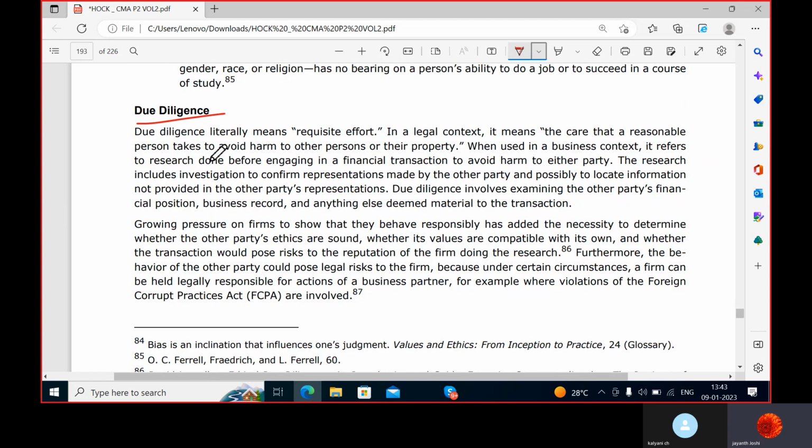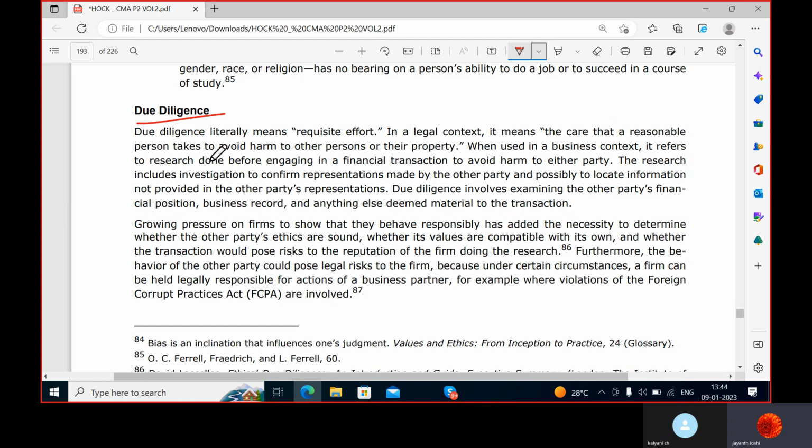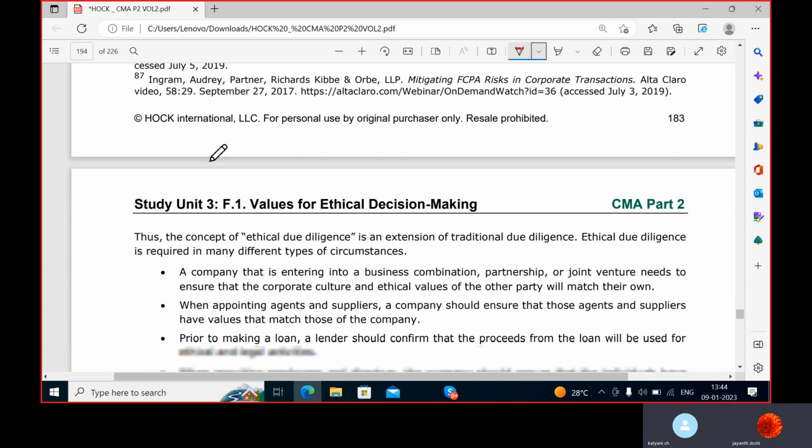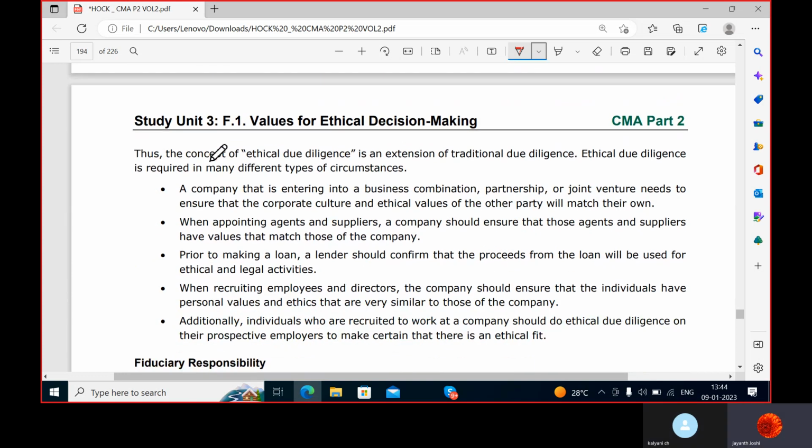A buyer should beware of the seller's tactics. So due diligence is nothing but, before doing any task, you should first do a thorough research and put all your efforts into that research and then finally decide. Now, the concept of ethical due diligence is an extension of traditional due diligence. Ethical due diligence is nothing but clubbing ethics with due diligence.